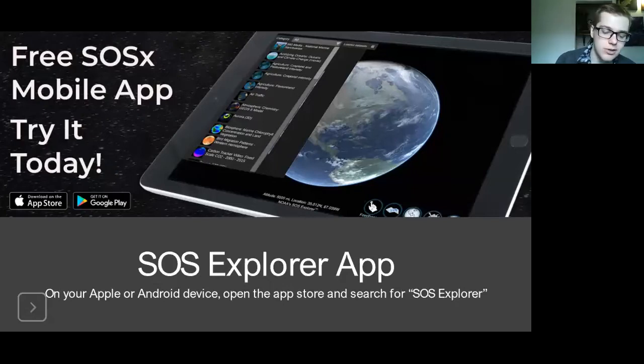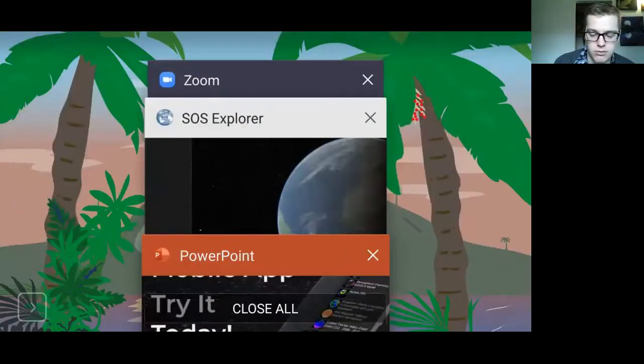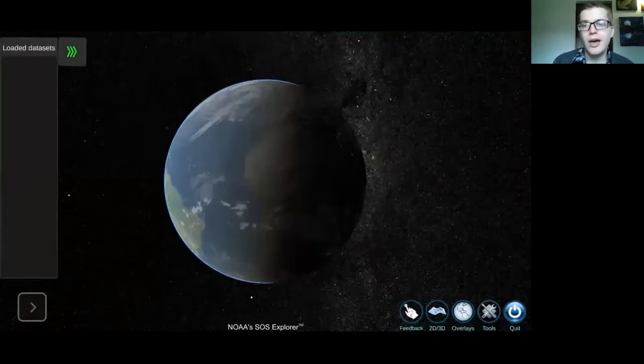So I'm going to open up the app on my phone right now, just so you guys can kind of see what it looks like. I'll be pulling up all the data sets on this video, so if you're not able to download it, or if you'd rather just watch rather than interact, that's perfectly fine too. I'll be pulling up the data sets here.